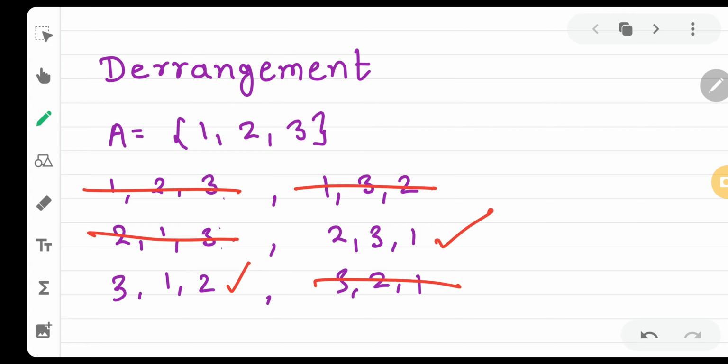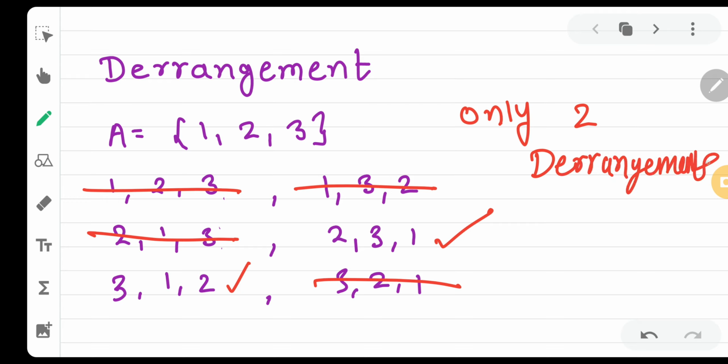So you saw that there are only 2 derangements possible. So for 3 objects which are having these positions 1, 2, 3, there are only 2 derangements possible. One is 2, 3, 1 and the other one is 3, 1, 2. The same thing you can do for multiple objects. Let us say there are 4 objects, 5 objects, 6 objects.